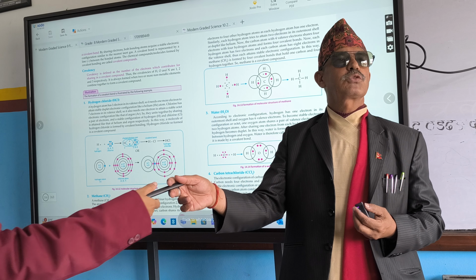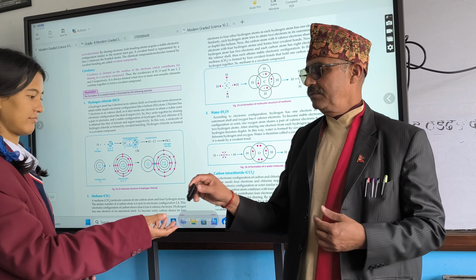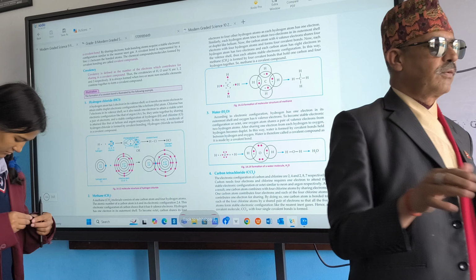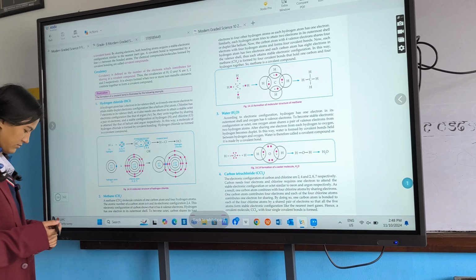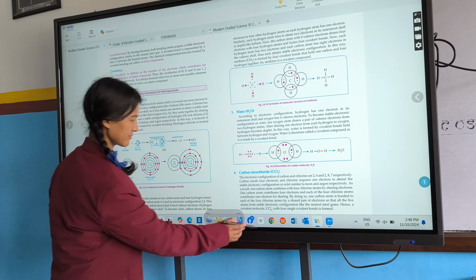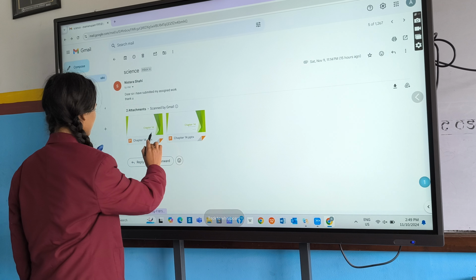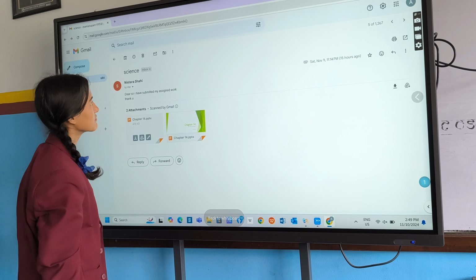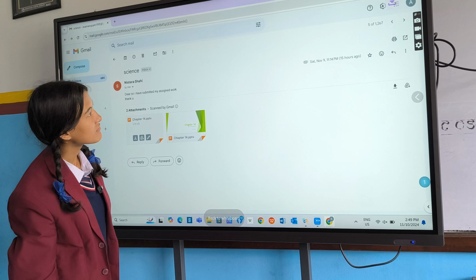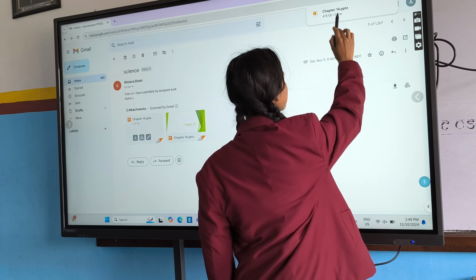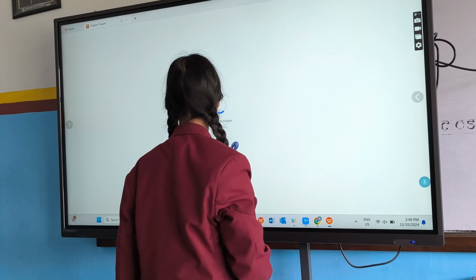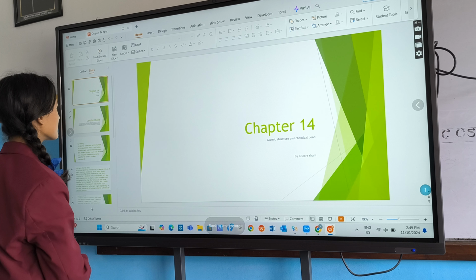Everybody make your backbone straight and understand the matter. Don't write down. When I say write down, then write down. Any lesson? Same file or different file? Same file. So you can increase the brightness also, right?